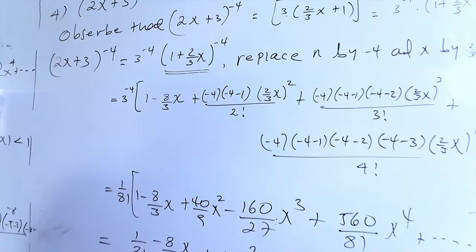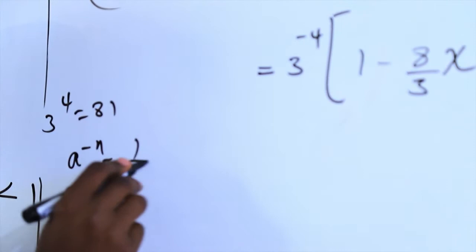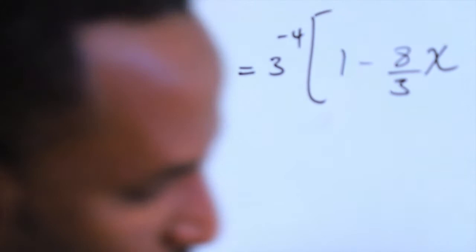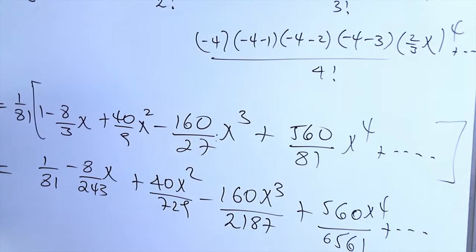3 to the power of negative 4 means 1 over 81, because 3 to the power of 4 is 81. Therefore we have the rule, a to the power of negative n means 1 over a to the power of n. But you can see that the expression seems huge. Anyways, we changed the expression by expanding it in such a way, but you can expand it in general.